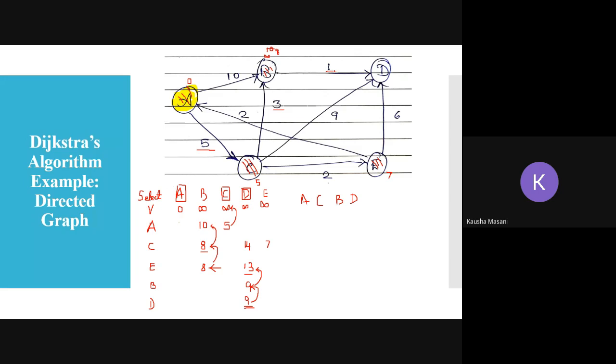Because B is yet to be explored at that point. After I explore E, how many vertices were remaining? B and D. So that's why that 8 is written in row E.